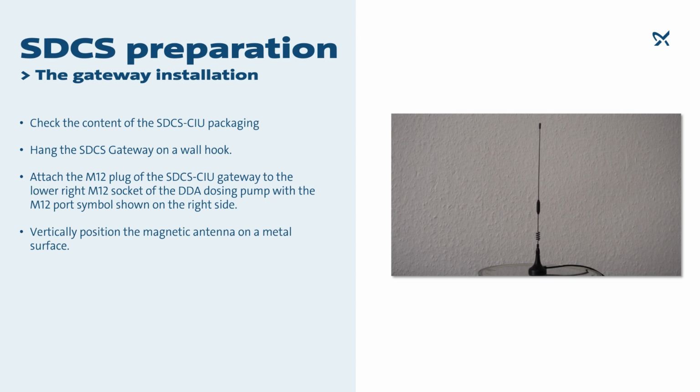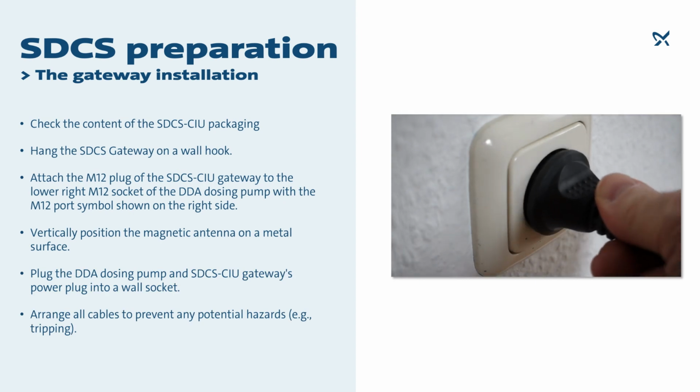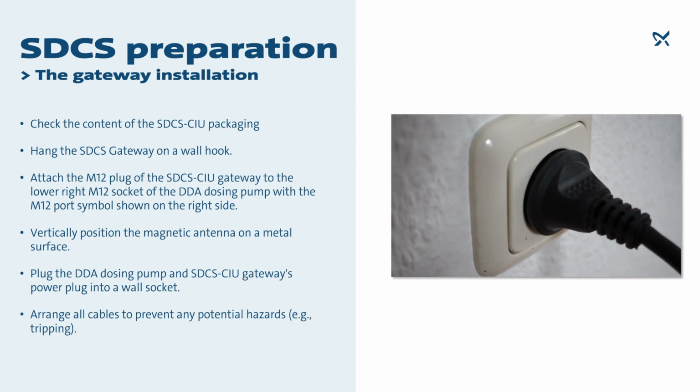Position the magnetic antenna vertically on a metal surface to achieve the best reception quality. Plug the power plug of the DDA dosing pump and the CHEMPAIRING gateway into appropriate wall sockets and arrange all cables to avoid possible tripping hazards.